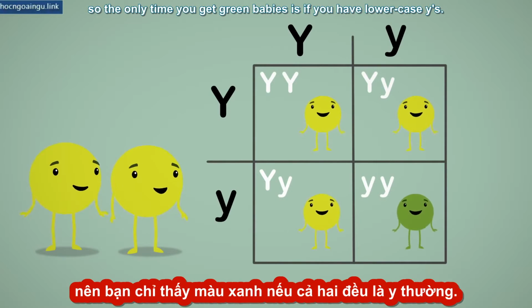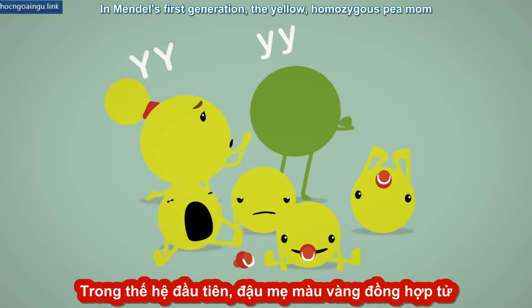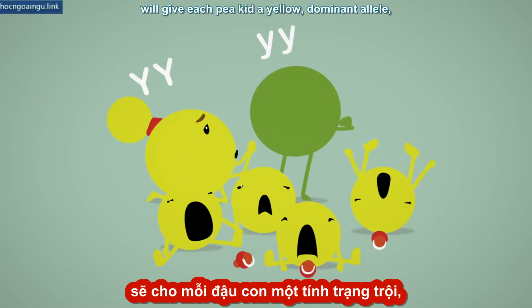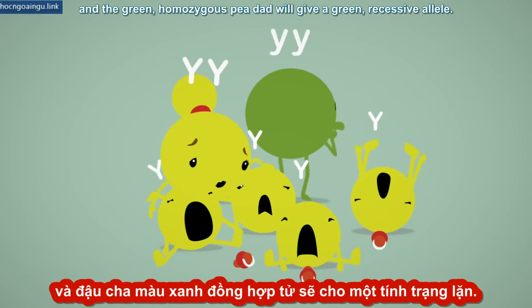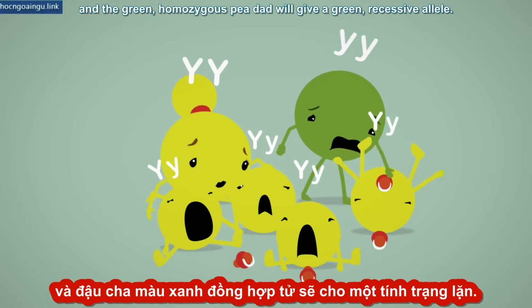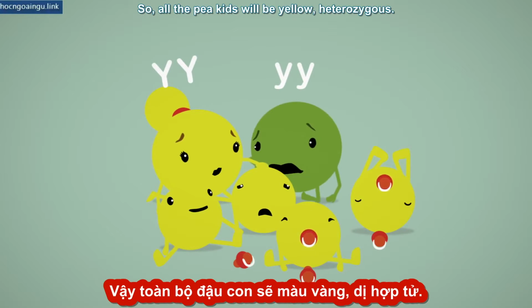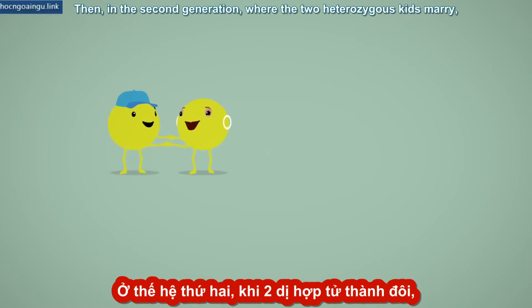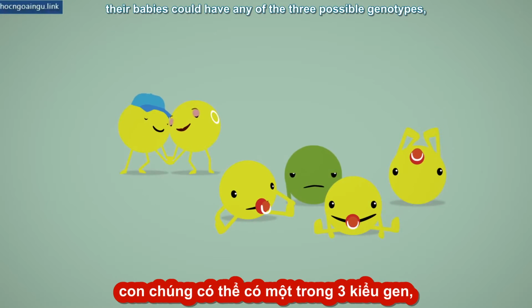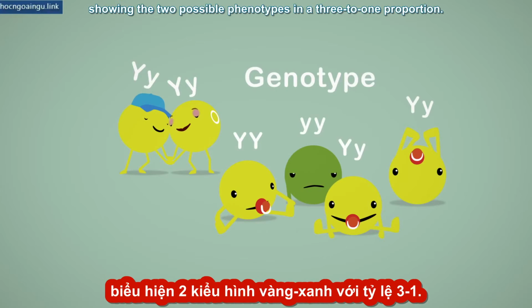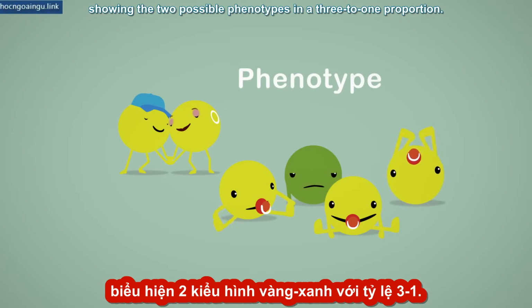In Mendel's first generation, the yellow homozygous pea mom will give each pea kid a yellow dominant allele, and the green homozygous pea dad will give a green recessive allele, so all the pea kids will be yellow heterozygous. Then, in the second generation, where the two heterozygous kids marry, their babies could have any of the three possible genotypes, showing the two possible phenotypes in a 3-to-1 proportion.